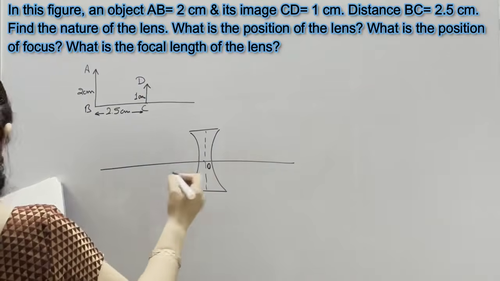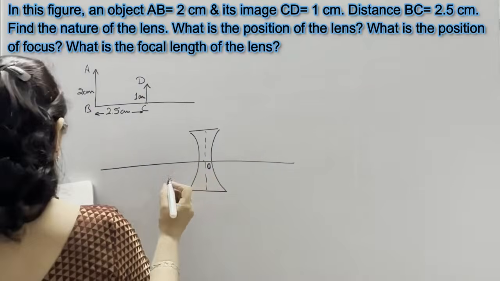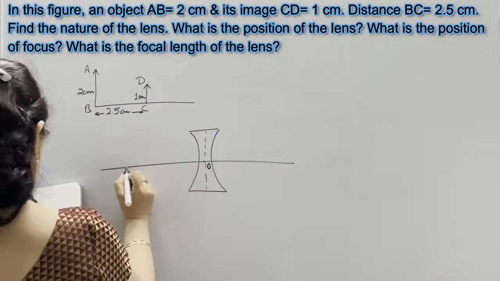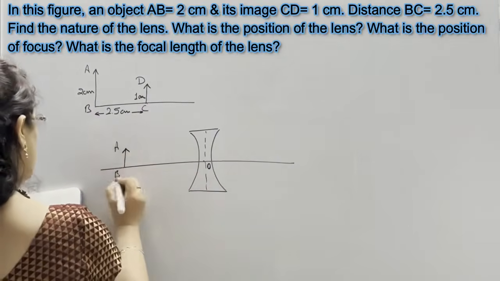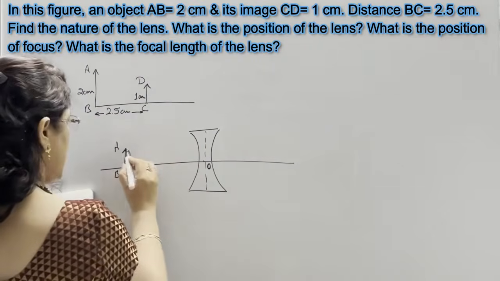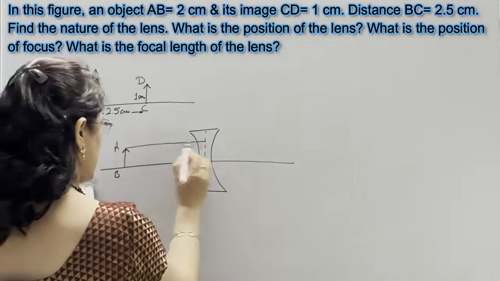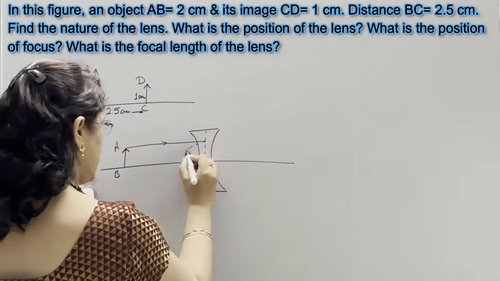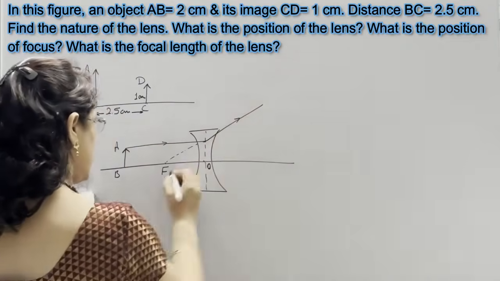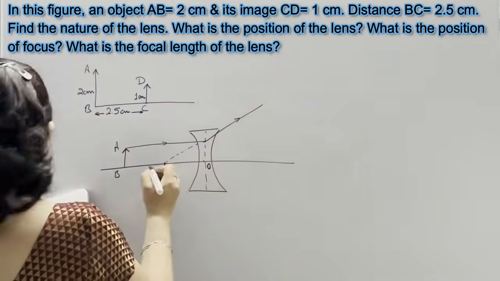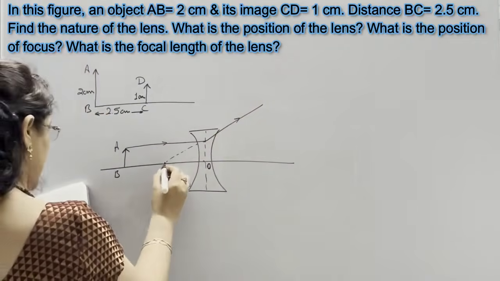Now, position of the focus. Position of the focus is at point F. We know that here the object is placed at this point AB of 2 cm height. Then the ray which is coming parallel to the principal axis will diverge from the point which is known as focus. So this is our focus. This is the third part. We have to find the focus at point F.